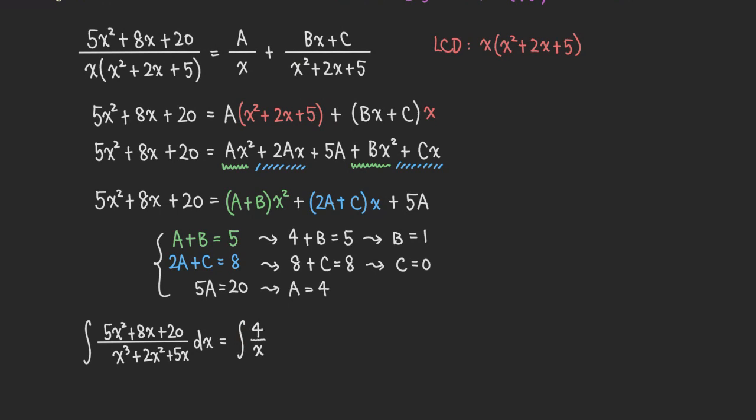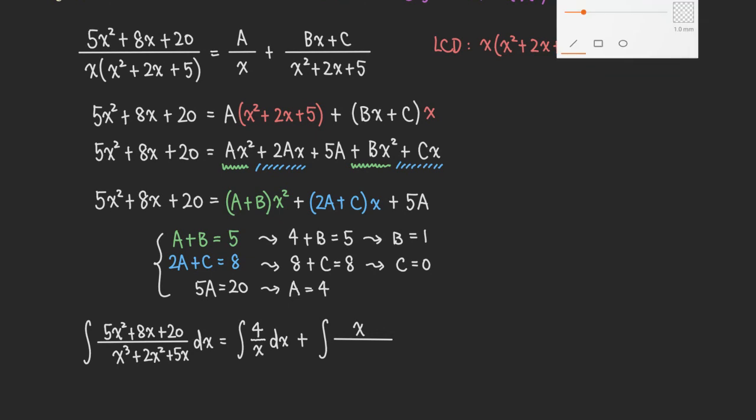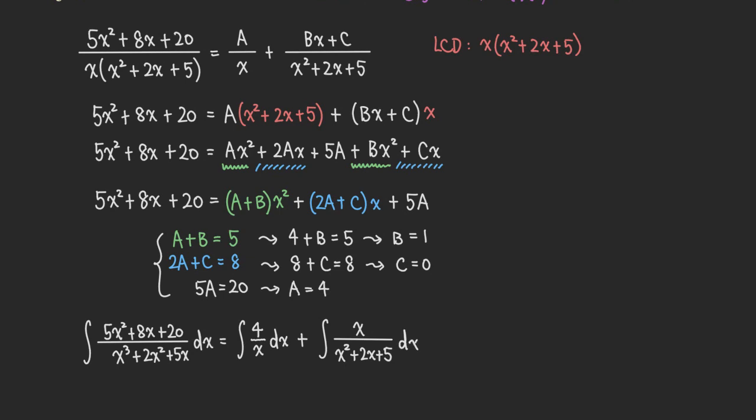4 over x dx. That's good. And then the next one is the integral. We have Bx plus C. C is 0, so Bx, which is just 1x, so x at the top. And then the C is that irreducible quadratic, right? x squared plus 2x plus 5. And then the dx. So now that's that.